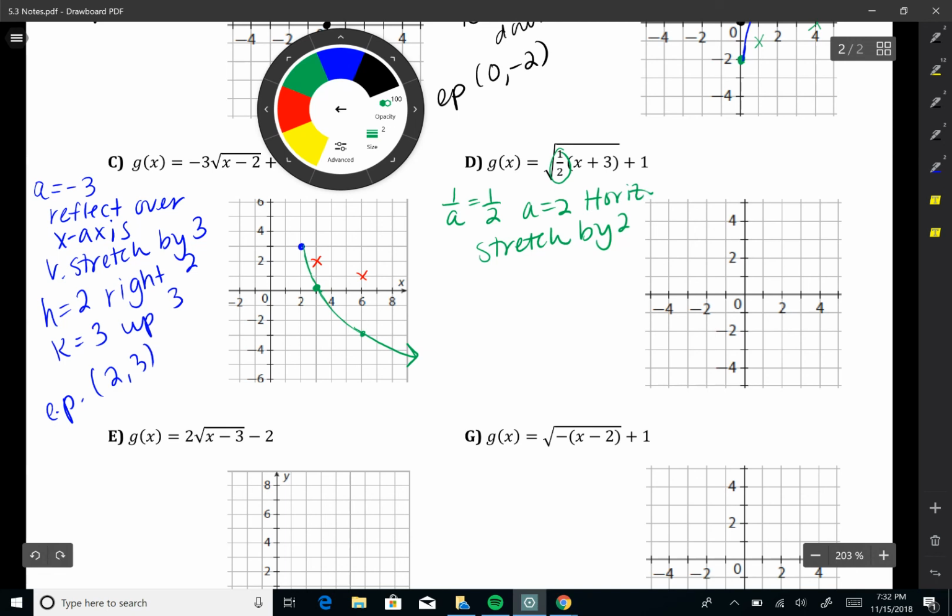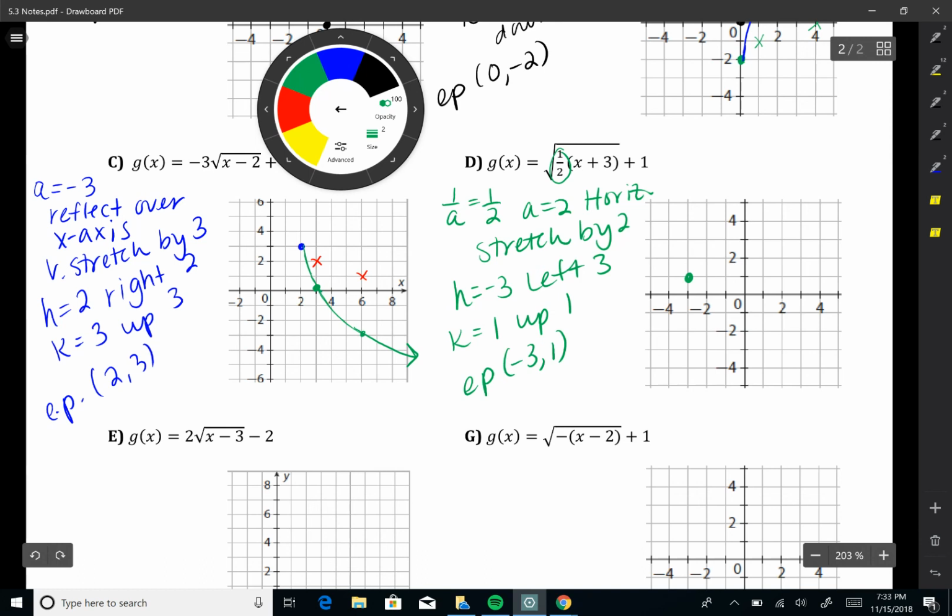Then I have x plus 3, which actually means h is negative 3. That's left 3. And then I have plus 1 at the end, so my k value is 1, and that's up 1. So those last 2 things help me know my endpoint is at negative 3, positive 1.